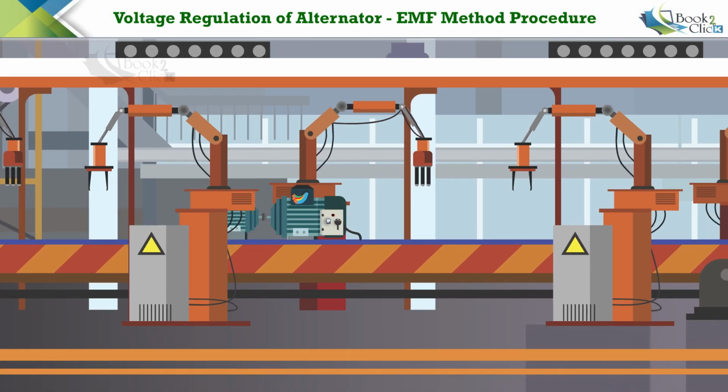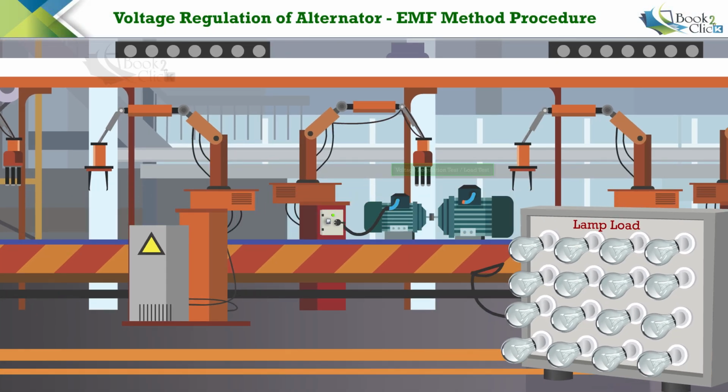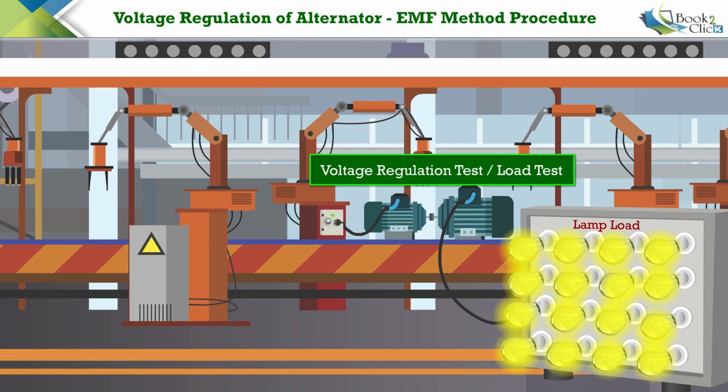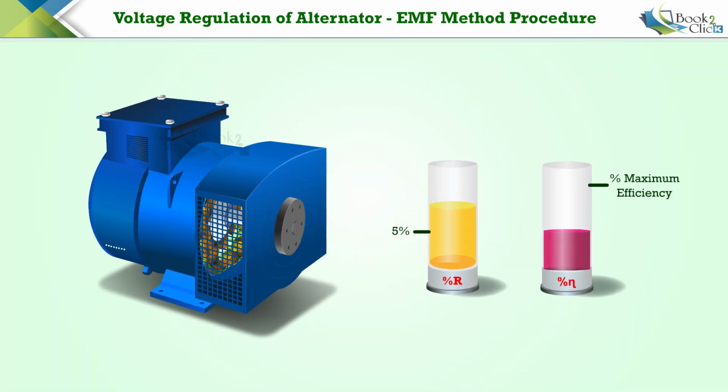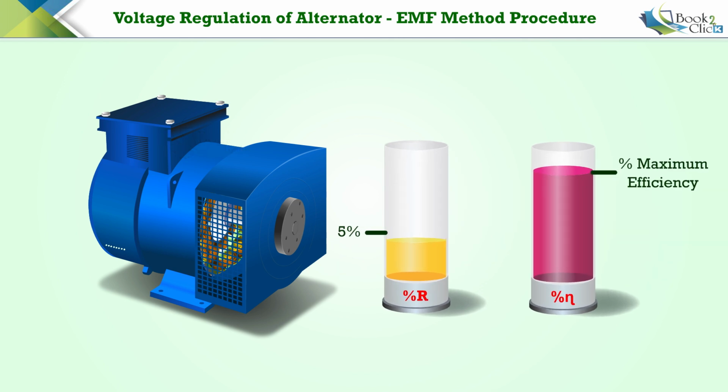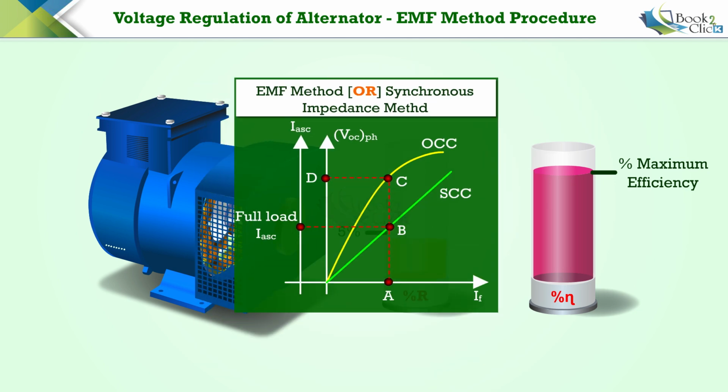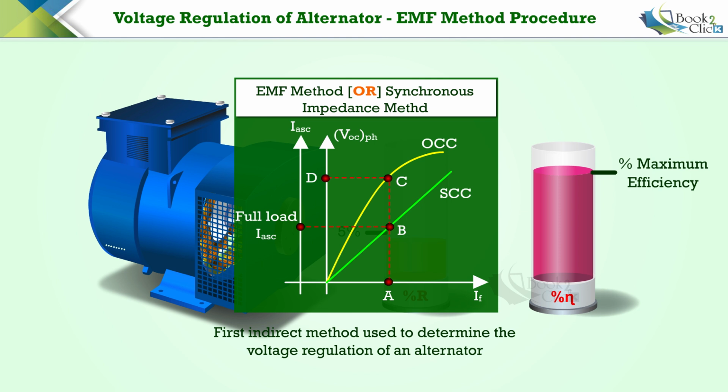Every alternator manufactured or repaired should undergo a voltage regulation test before being delivered to the customer. As we all know, maintaining voltage regulation below 5% is crucial to ensure that the alternator performs with maximum efficiency. The EMF method or synchronous impedance method is the first indirect method used for determining the voltage regulation of an alternator without having to connect an actual load to it.